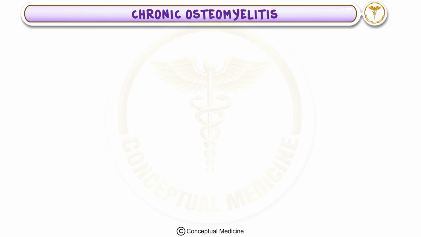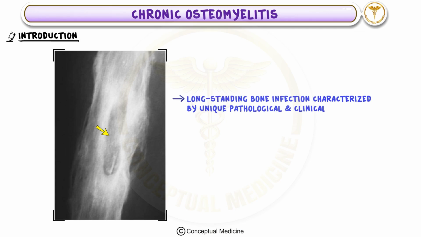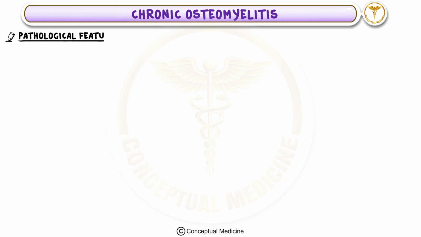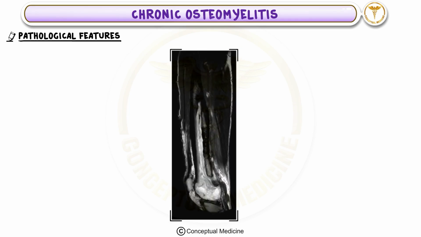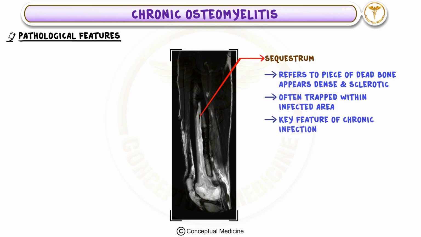Chronic osteomyelitis. Introduction. Chronic osteomyelitis is a long-standing bone infection characterized by unique pathological and clinical features. Pathological features. Chronic osteomyelitis has 3 hallmark pathological features. 1. Sequestrum. This refers to a piece of dead bone that appears dense and sclerotic. It's often trapped within the infected area and is a key feature of chronic infection.